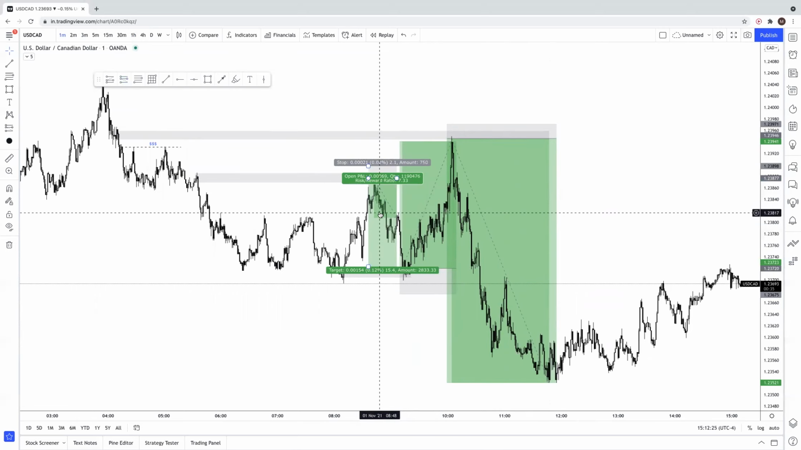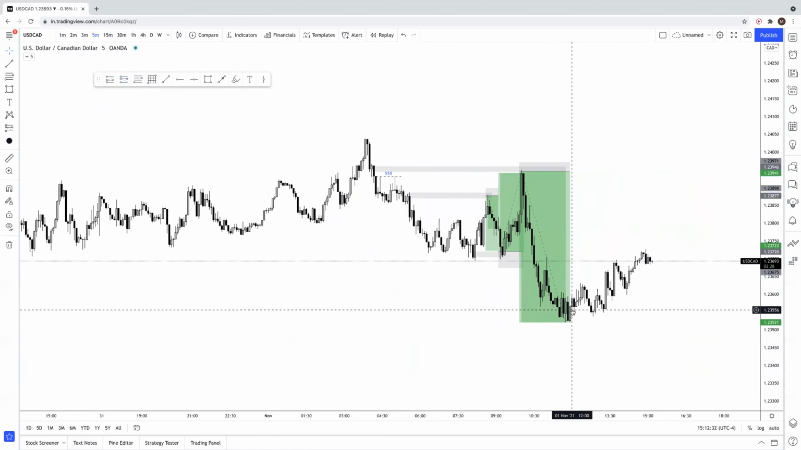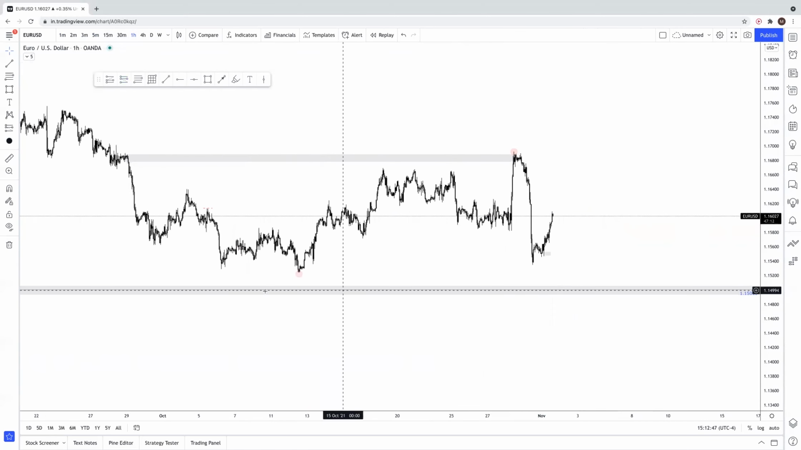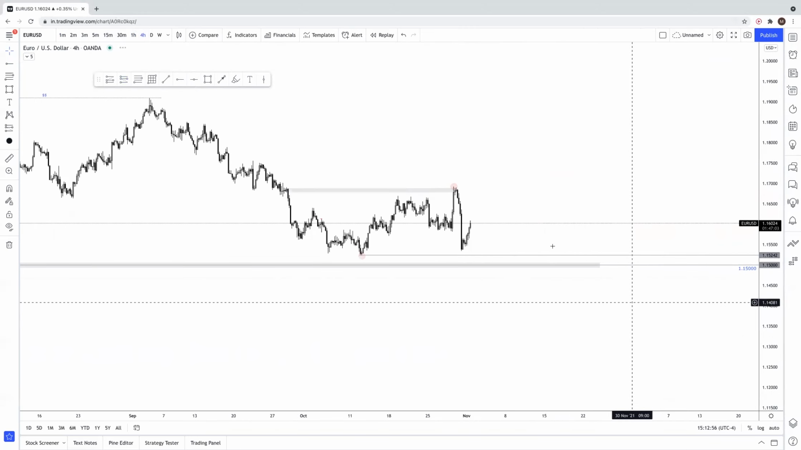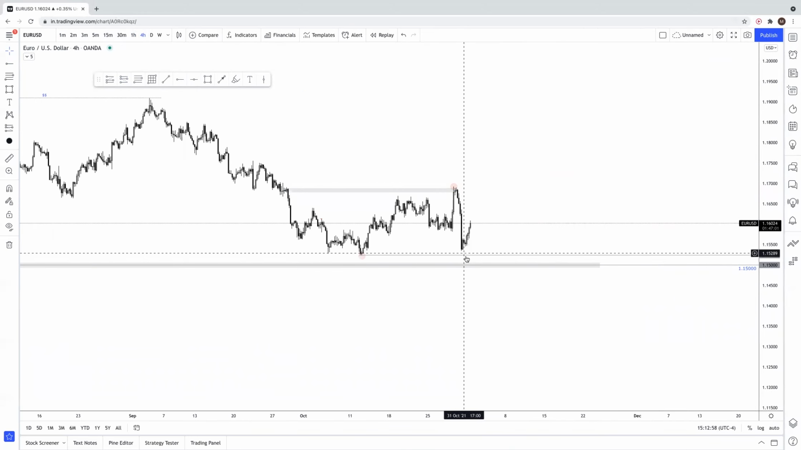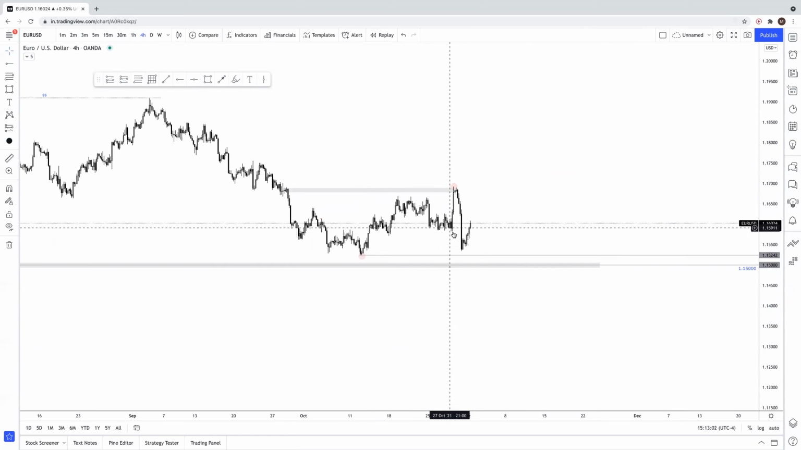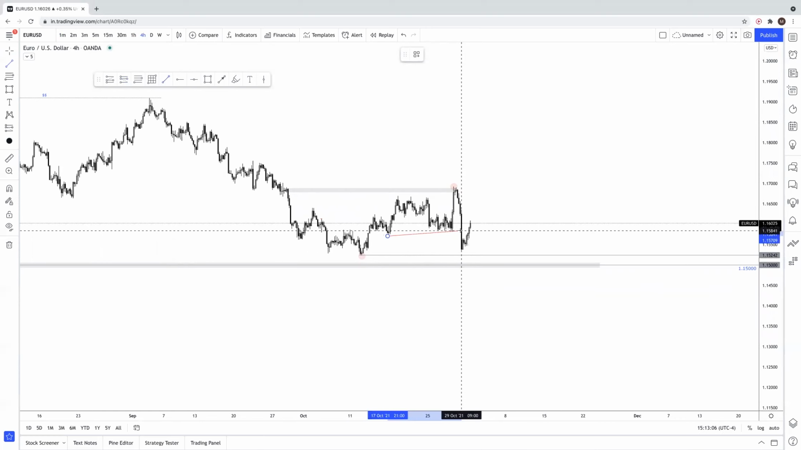Moving on to what happened in EU from last week. We respected this low, reacting off of a 4-hour POI right here. And we broke structure down, but we didn't break this swing low. We broke all these, which is what? Liquidity. All the orders sitting below here.